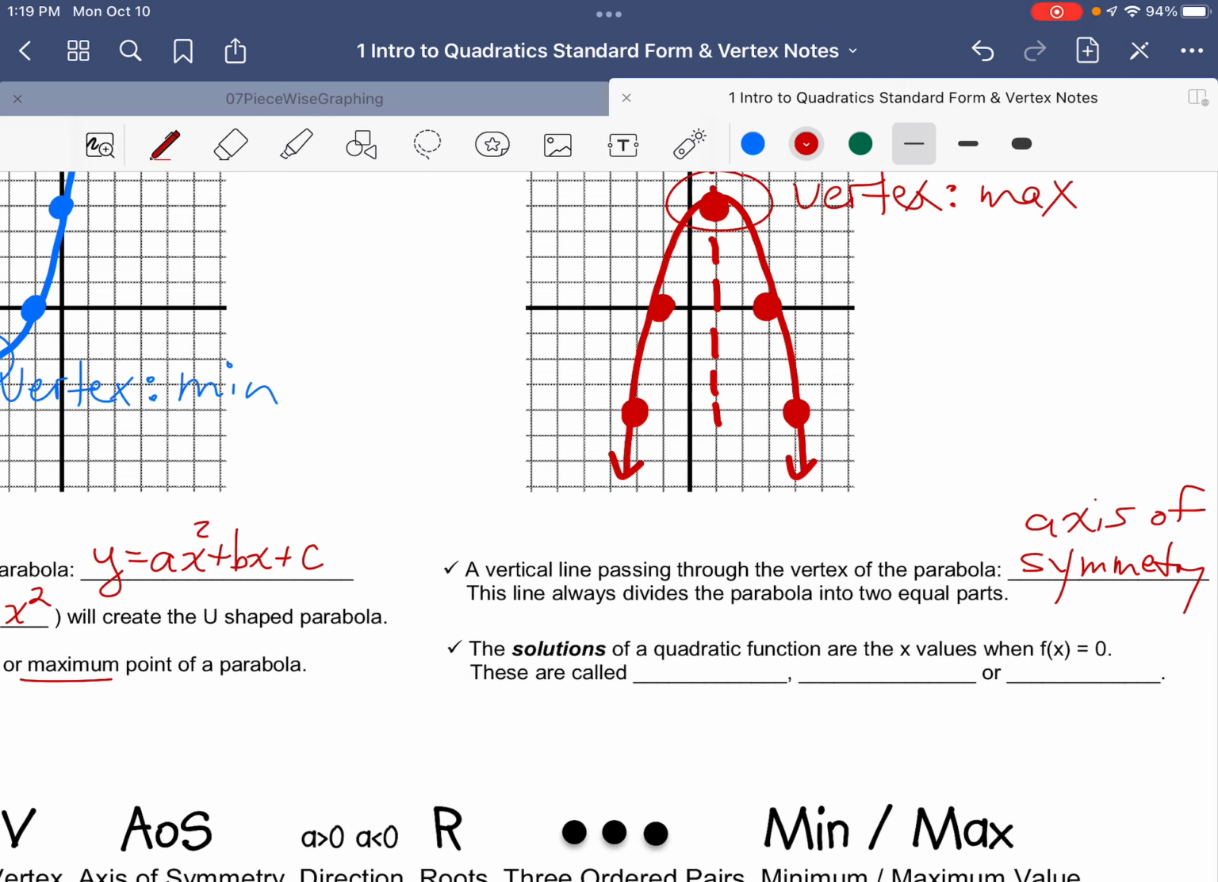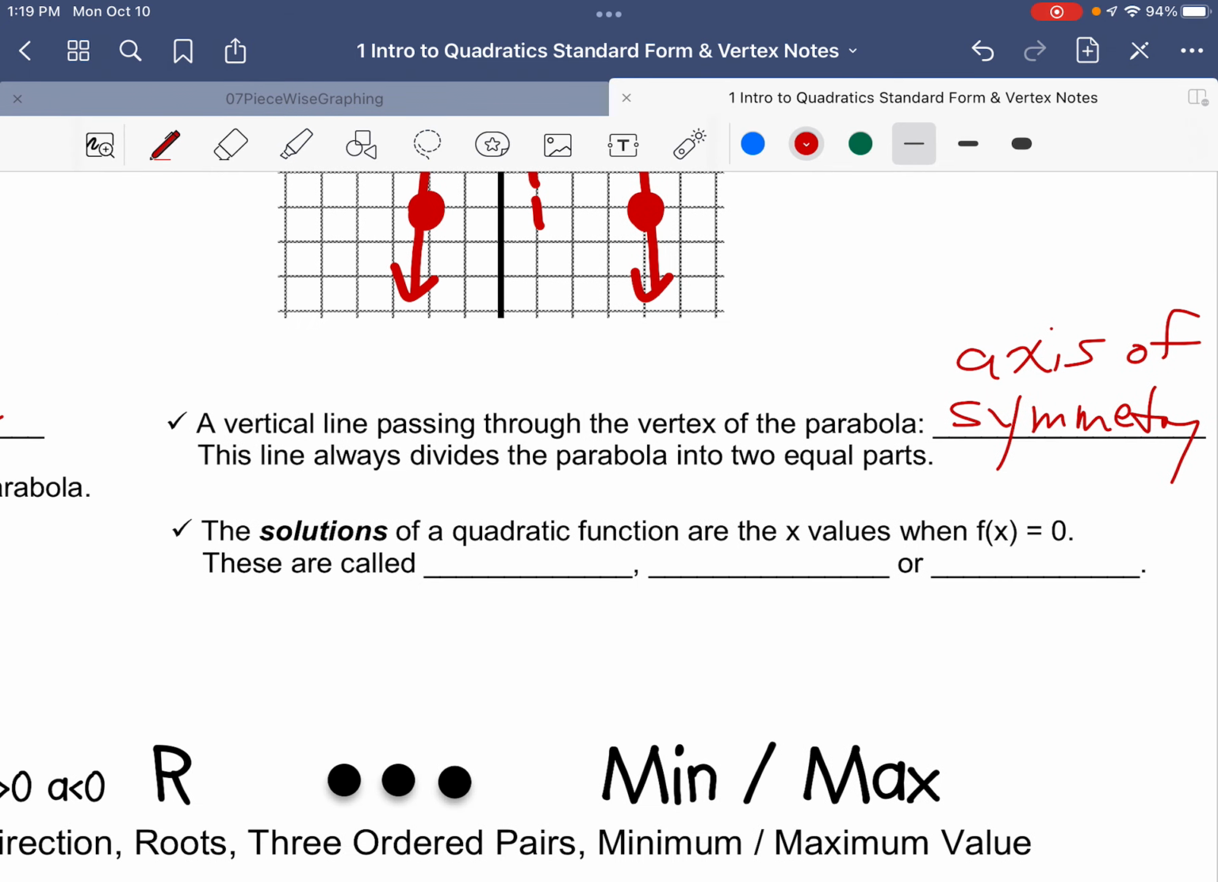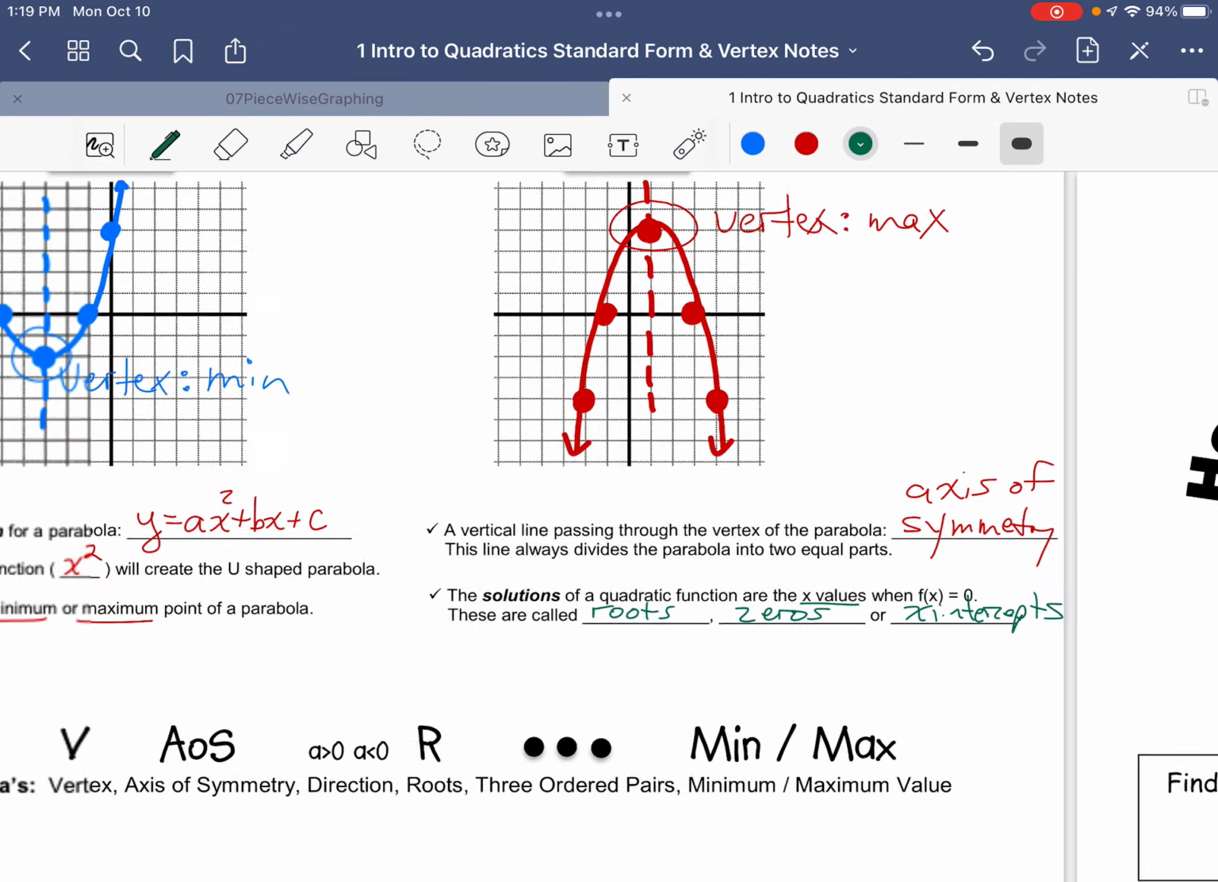And one more important concept, at least one more group of points on a parabola, we call them the solutions. Now, the solutions of the quadratic equation are going to be pretty important to find. It turns out that they are the x values that make the function equal 0. And these solutions actually have some special names. We call them roots. Sometimes we call them zeros. And quite simply, sometimes we call them what they end up being, which are x-intercepts.